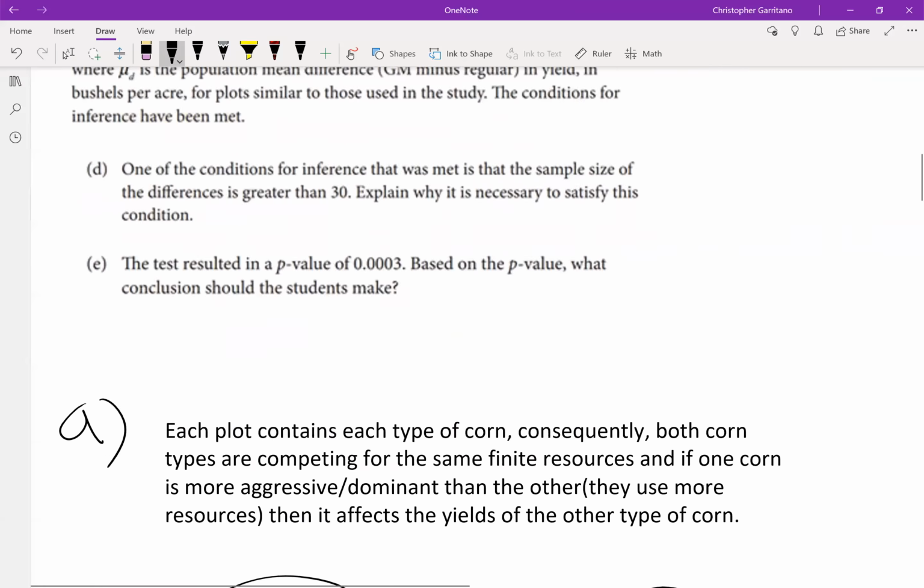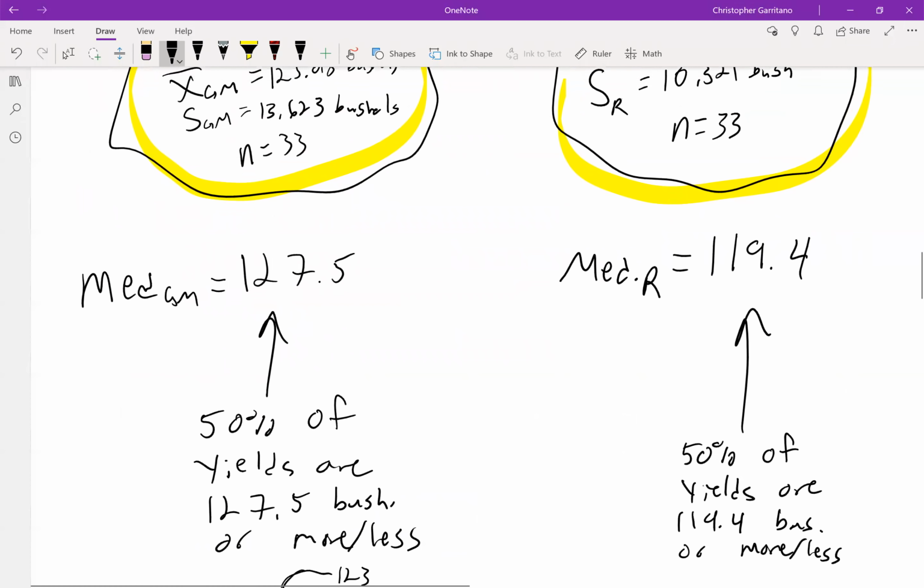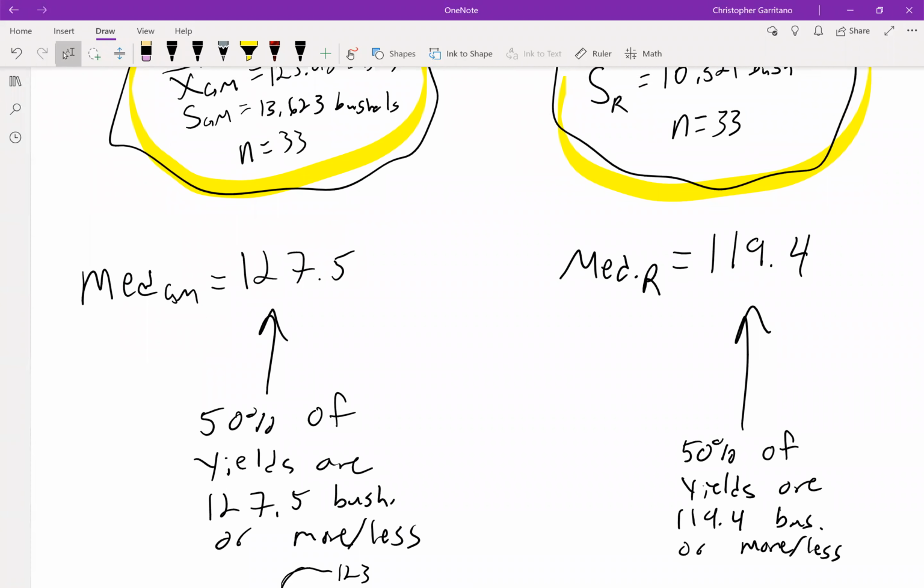So this right here is a pretty nice quantifiable argument. You might want to say something like 50% of the yields of genetically modified corn are 127.5 bushels or more, whereas 50% of the yields of regular corn are 119.4 bushels or less. Obviously, the median is the number that's right in the middle, so you can say 50% or more, or you can also say 50% or less.